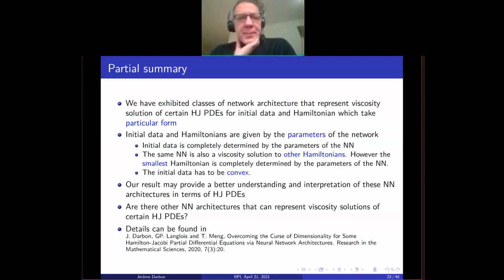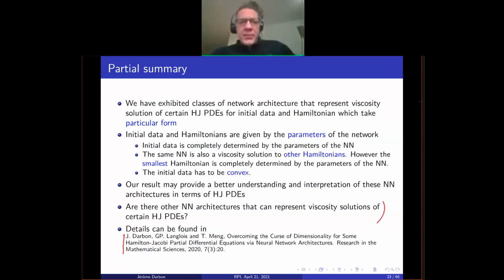So we show that we have a natural Hamiltonian that is the smallest possible Hamiltonian, but the neural network is also a viscosity solution of an infinite number of different Hamilton-Jacobi PDEs. But I insist that we have a natural Hamiltonian that is given by the smallest one. You can find all the details and the proof in that paper.